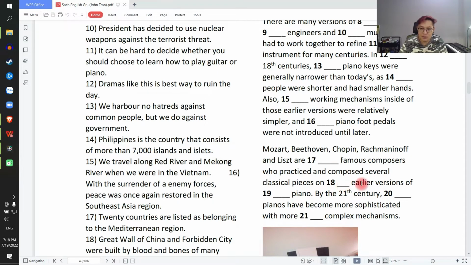Number 18, on earlier versions of the piano. Now you know the piano, it's an instrument that receives an article, the, here because it's definite. We are talking about it. We know exactly what instrument we're talking about in particular. So number 19 is the piano.